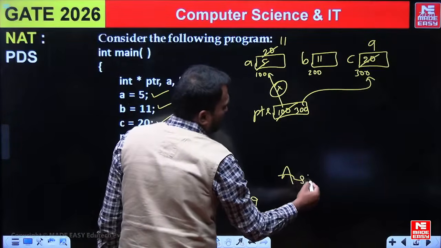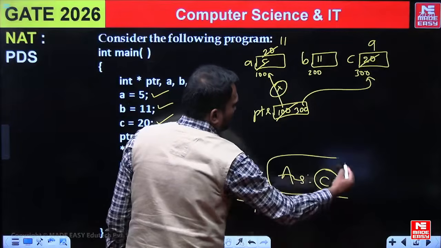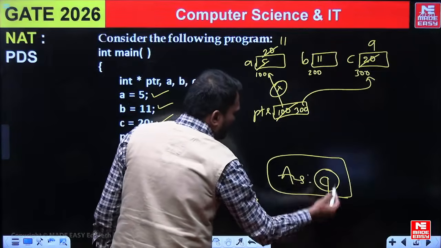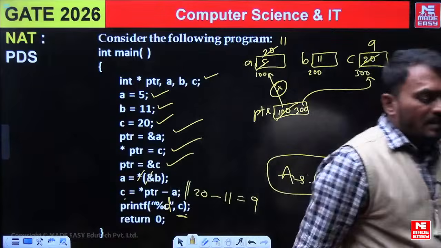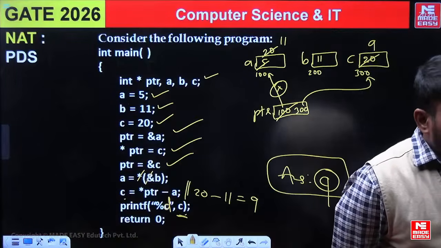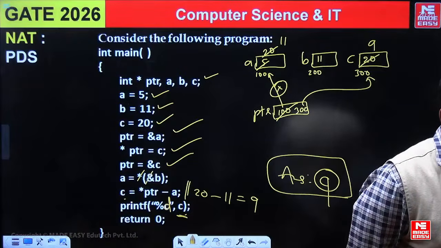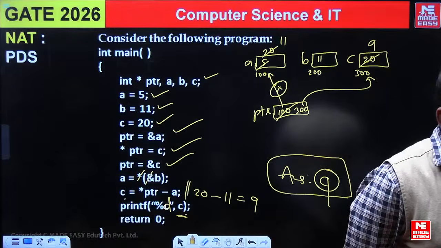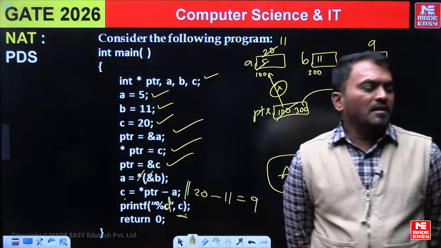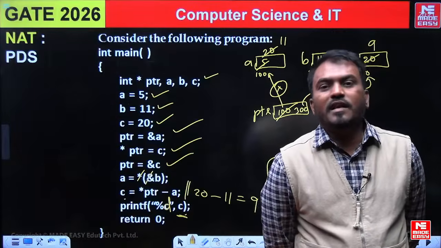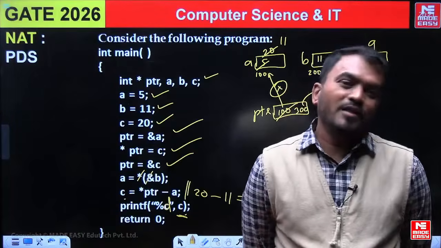So what is the answer? C is the right answer. Oh sorry, 9 is the right answer. Is this clear for everyone? Yes, 9 is the right answer. So the question is very easy. Okay, right? I think it looks like shift 2 is very easy compared to shift 1.